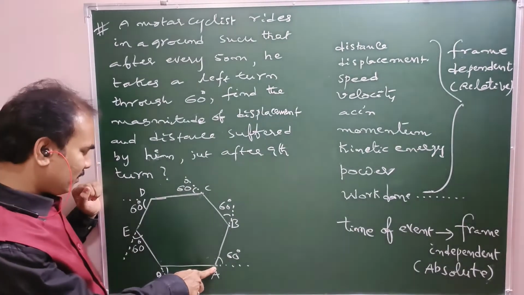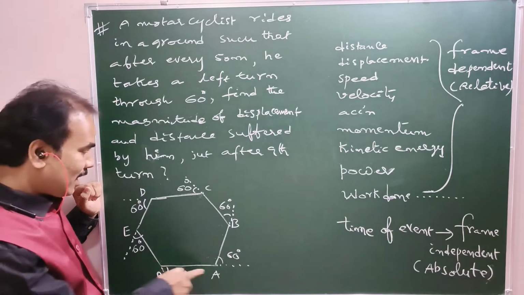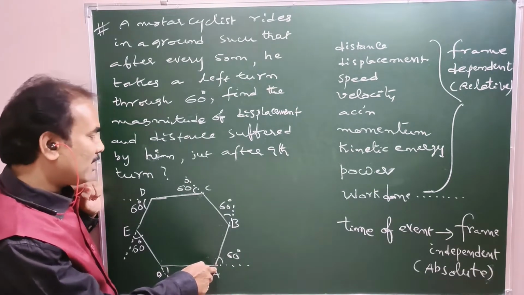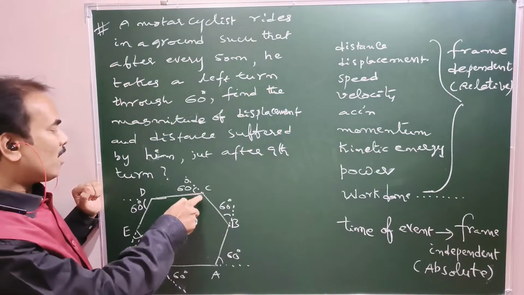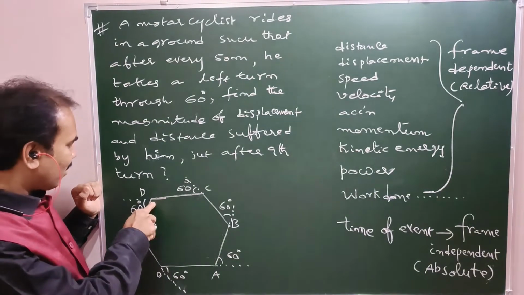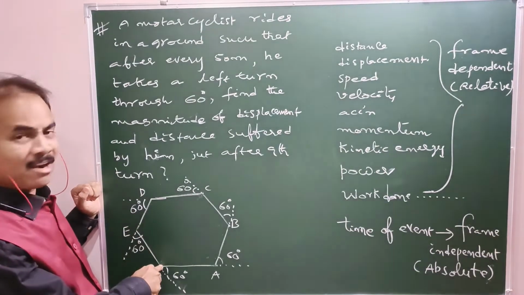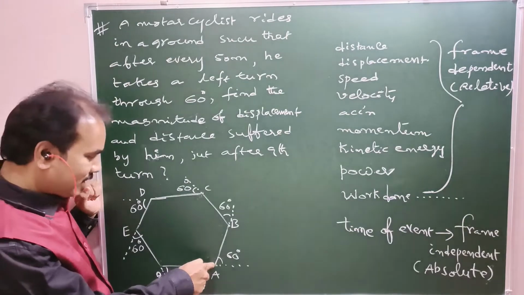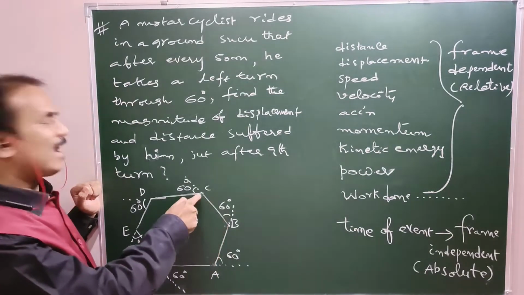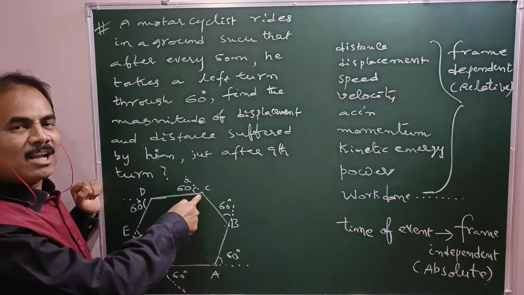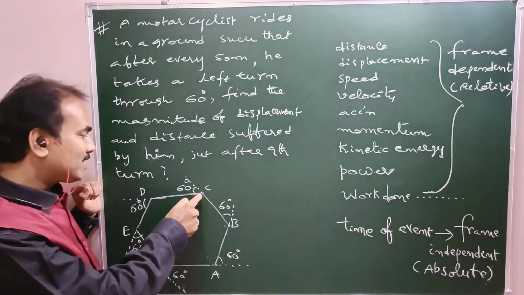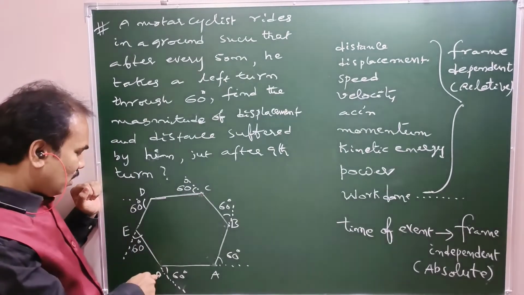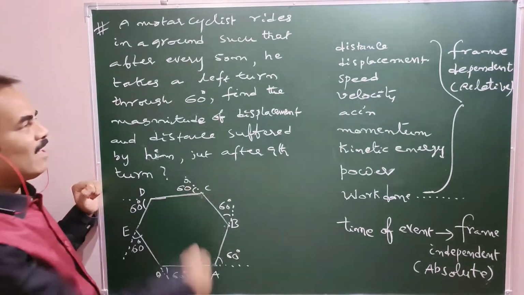See, if O is the initial position, at point A he takes the first turn. At point B, second turn. At point C, third turn. Here, fourth turn, fifth turn, sixth turn. Here, seventh turn. Here, eighth turn. Here, ninth turn. Okay. Just after completion of the ninth turn, he reaches position C. So, O is the initial position, C is the final position.